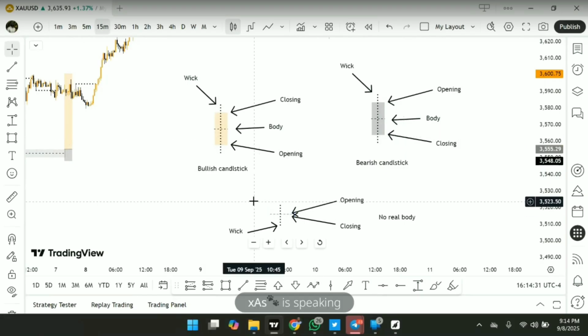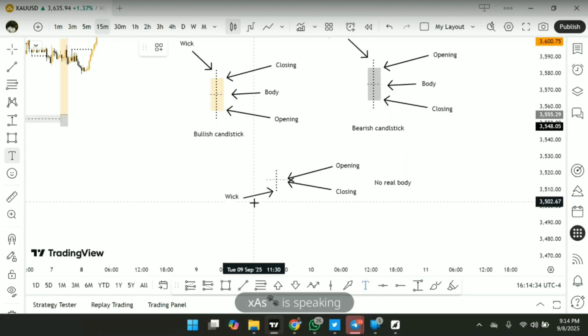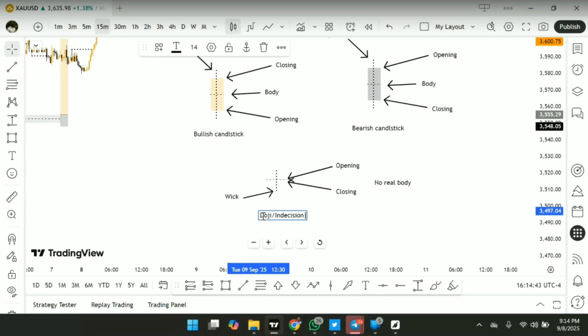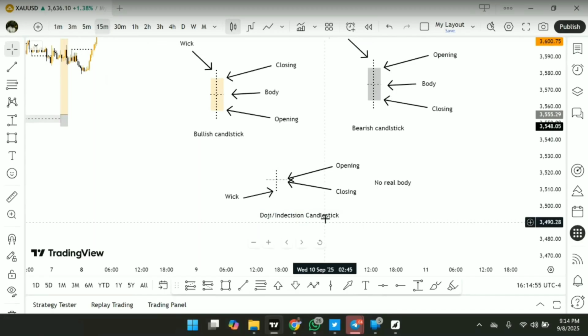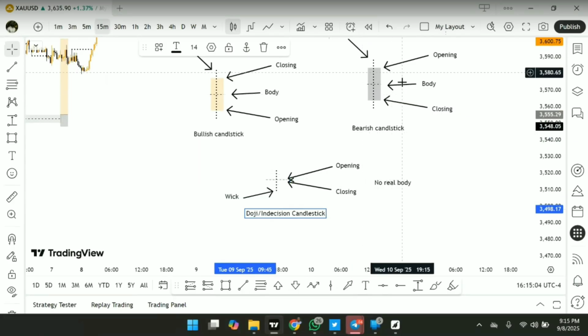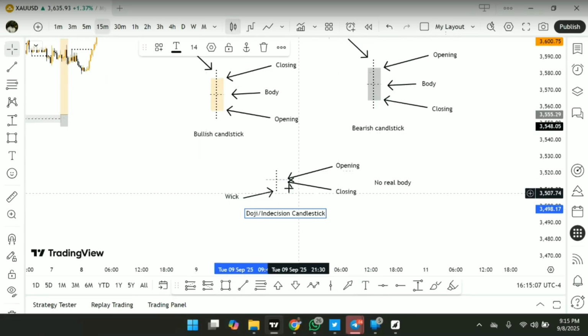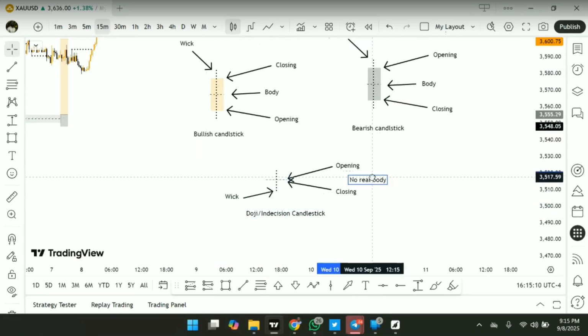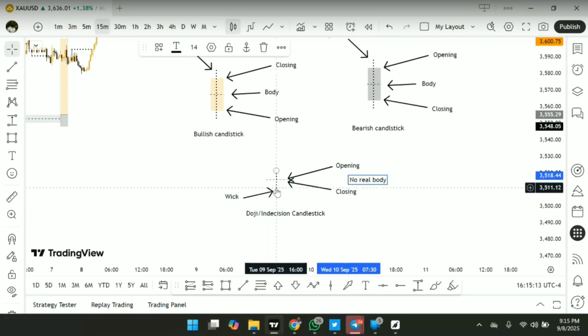Then we have what? We have the doji, or the indecision candlestick. Now, there's a reason why I love to explain this type of candlestick, because it is very important. It's trying to tell you something. This candlestick, at a point, this is the opening. It doesn't have a real body like the bullish and the bearish candlestick, but instead the opening and the closing of the candlestick are at the same level.